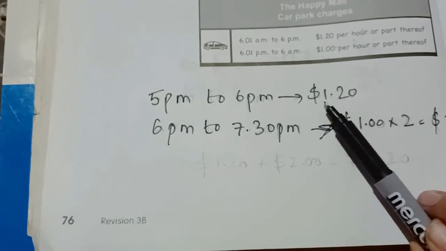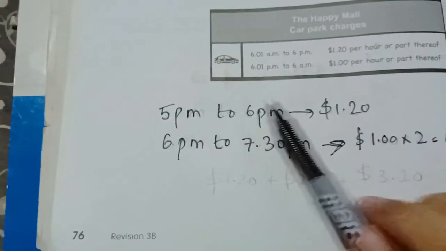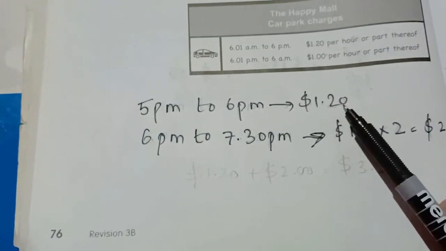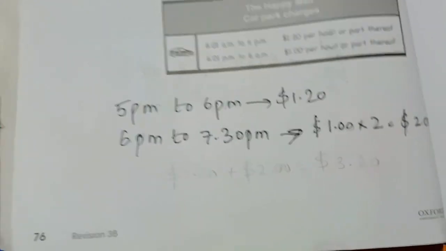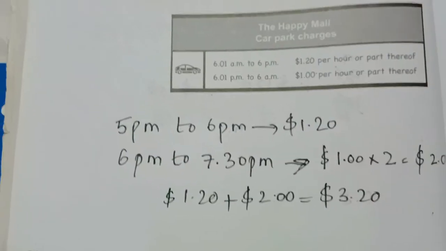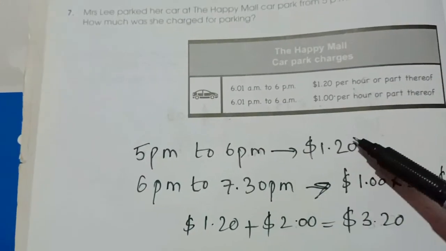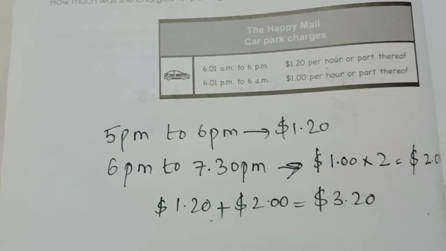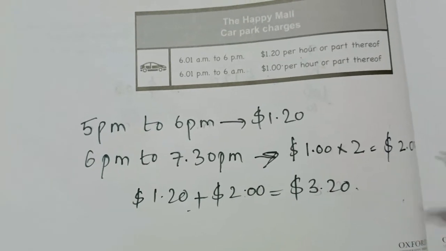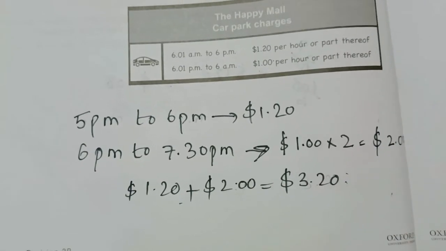Now we have to add the amount from 5 to 6 and the amount from 6 to 7:30. $1.20 and $2. Now we have to add both the numbers. When we add these two amounts, $1.20 and $2, the total amount she paid is $3.20.